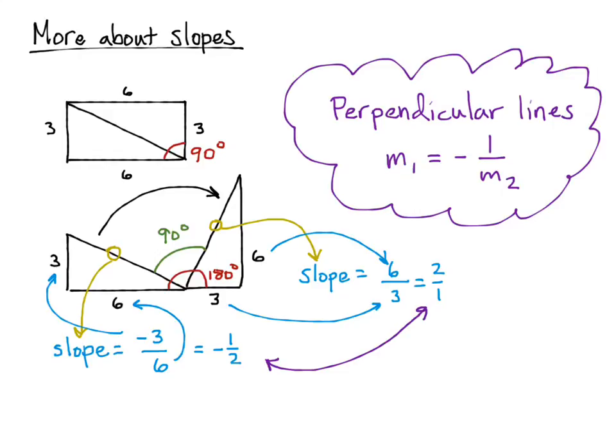All right, so two characteristics are important to remember. One, parallel lines have the same slope. Two, perpendicular lines have slopes that are the negative reciprocal of each other.